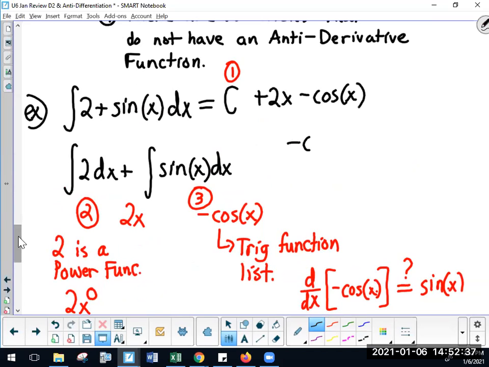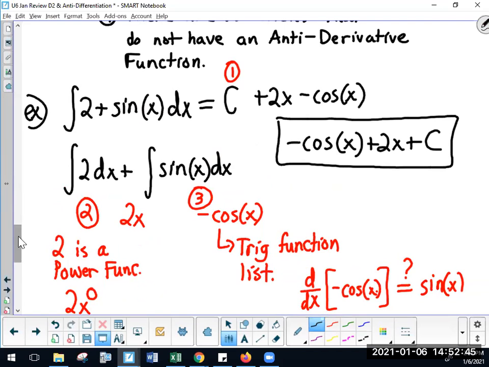Now, generally, I'll tell you that the c is written last. So I will do that here. But honestly, it doesn't matter. It's just addition and subtraction. Order does not matter, just as long as the signs are preserved: positive c, positive 2x, negative cosine of x, everything's fine.